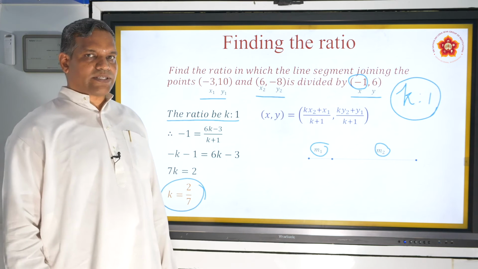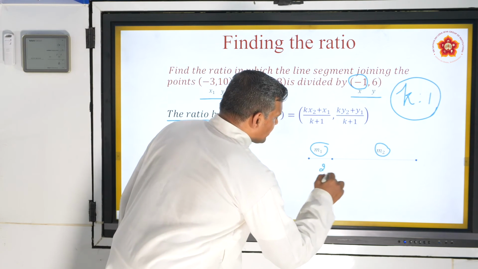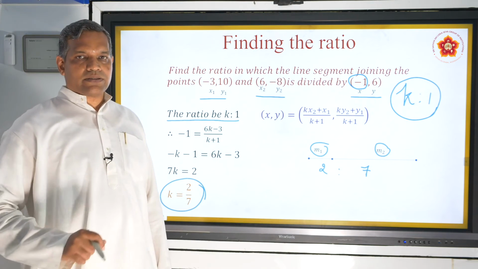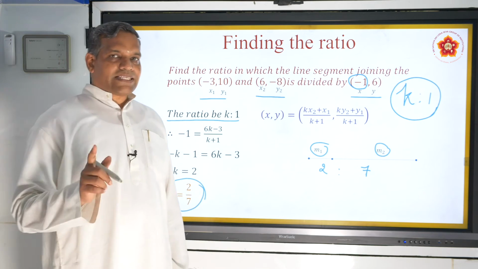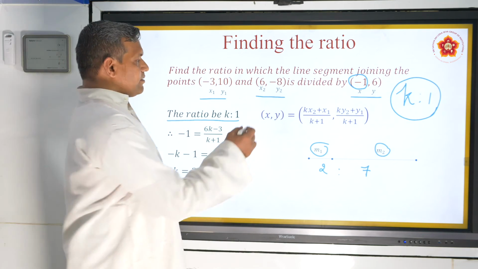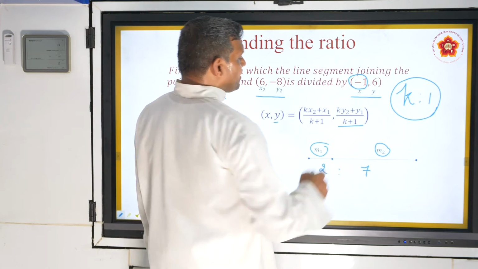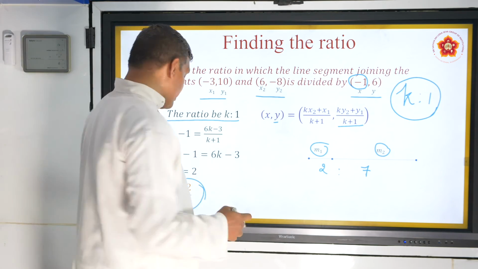What does k equal to 2 by 7 mean to you? k equal to 2 by 7 means this line got divided in the 2 is to 7 ratio. That is what they're asking. Is it becoming simple? You try. Don't simply accept and leave it. Solve it. Take this y value 6 and then take this equation, equate and get the same answer. Then only be satisfied. Let's go to the next model.